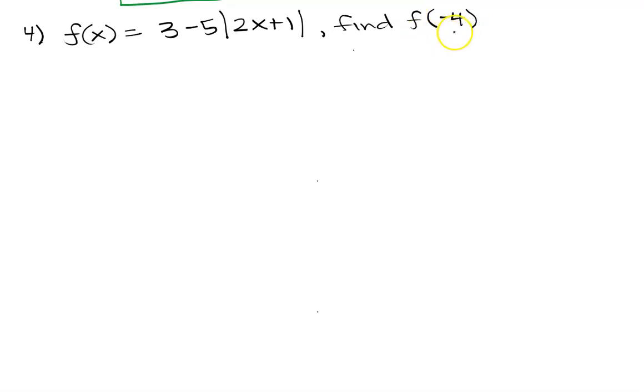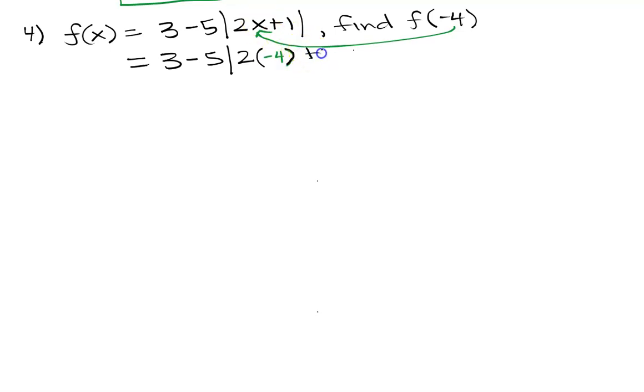All right, so what this is telling us is that we need to put -4 in place of x in our function, and then we're just going to evaluate that. So use order of operations to figure out what the answer is. So I'll have 3 minus 5 times the absolute value of 2, and then in place of that x, I'm going to put negative 4. Right? So I take out the variable and put that number in place of it.